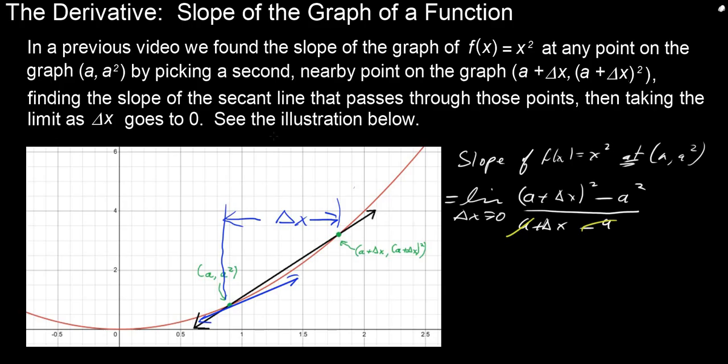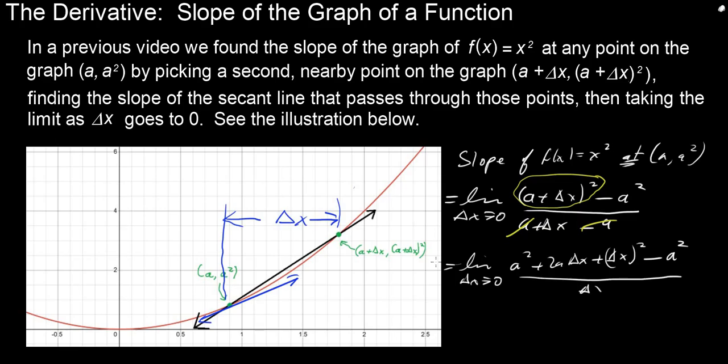And then to find the limit of that fraction, we can first break down a plus delta x, the quantity squared. It's just a plus delta x times itself. So we could multiply that out. And when we do, let's see, so we would get a squared plus 2a delta x plus delta x quantity squared. So that would be that product. And then we still have minus a squared in that numerator. That's all over delta x.